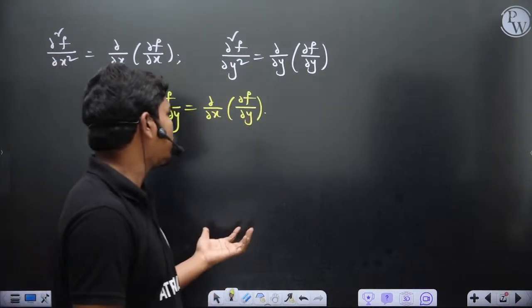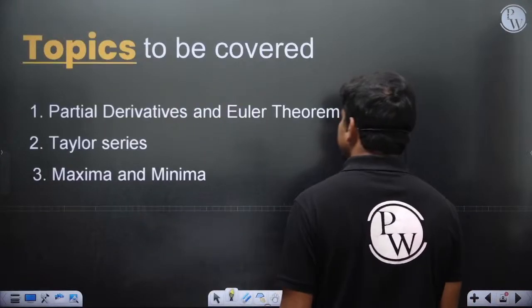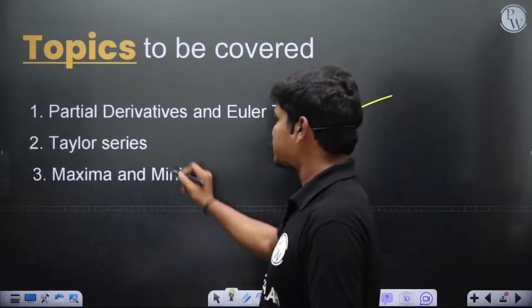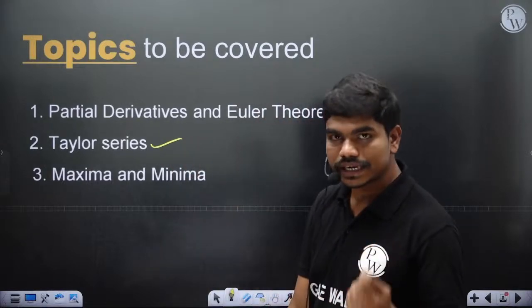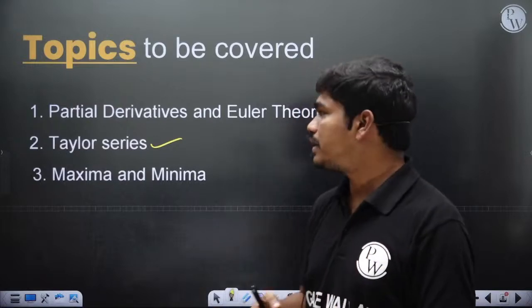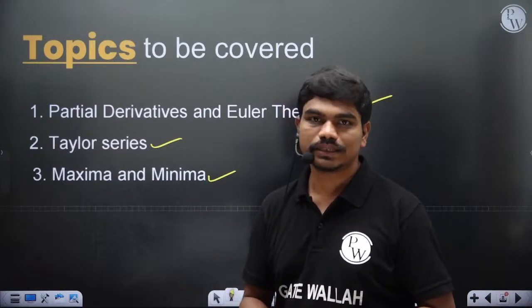So these are the things which I gave you in the last class, and I also gave you some homework questions. In today's class we are going to look at partial derivatives, Euler's theorem, and also Taylor's series in two variables. Normally in single variable calculus I have expanded the series about one variable, but here we'll go for two variables, and we'll also discuss the concept of maxima and minima as well.